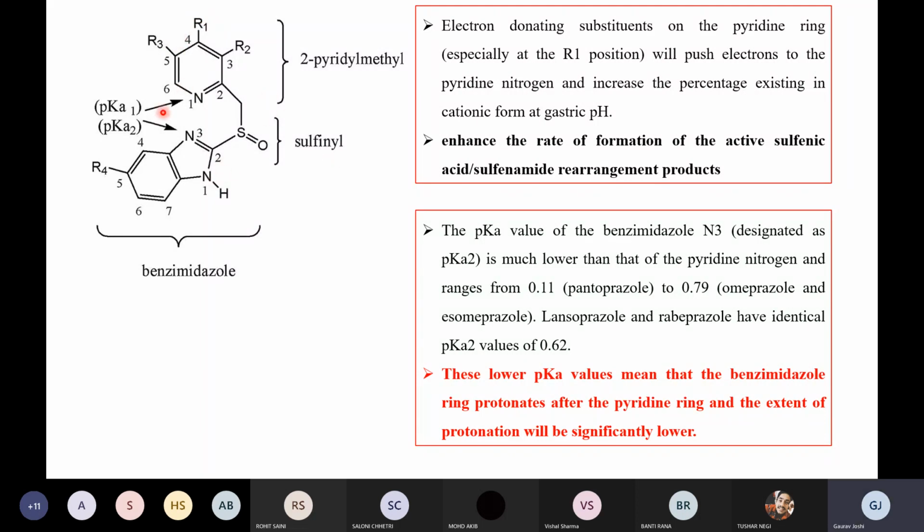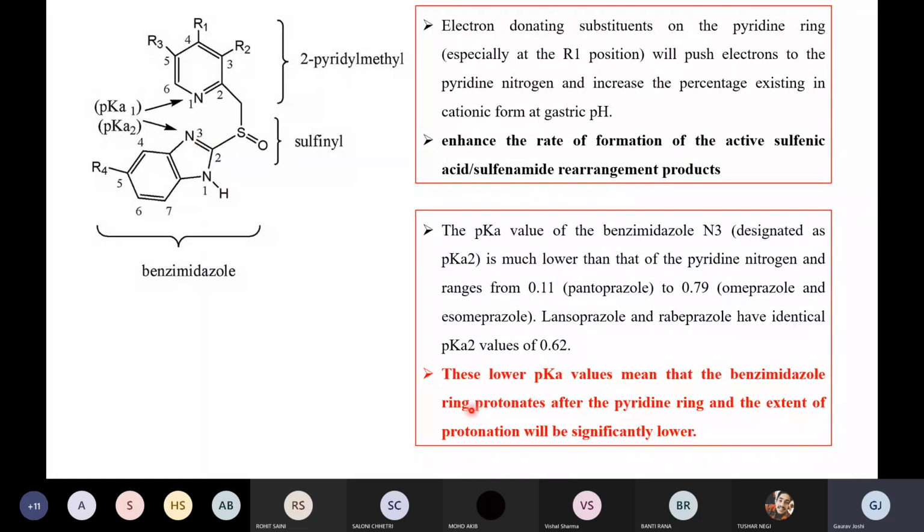So now we are talking about the pKa2. We are saying that the pKa2 is always lower than the pKa1, right? So this is the thing: the pKa value of the benzimidazole N3, designated as pKa2, is much lower than that of a pyridine nitrogen and ranges from what? 0.11, whereas in the pKa1 we were talking about 3.24, 3 point something to 4.8, right? But it is becoming very less. The pKa2 is very less, right?